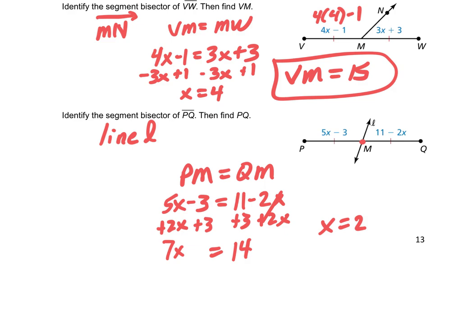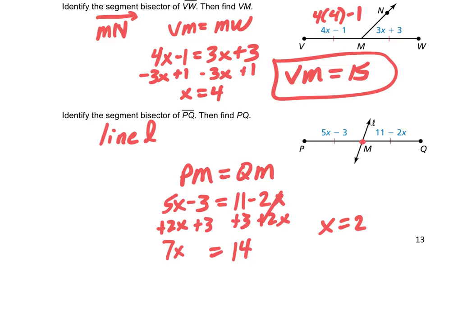But now it's asking me to find PQ. So PQ is the length of that whole segment, right? There is no expression that represents that entire segment. But what we know is this is half, this is half. So I've got to find the length of both of those, and then I can add them together to find the whole thing. Okay? So I'm going to take 2, and I'm going to plug it in.